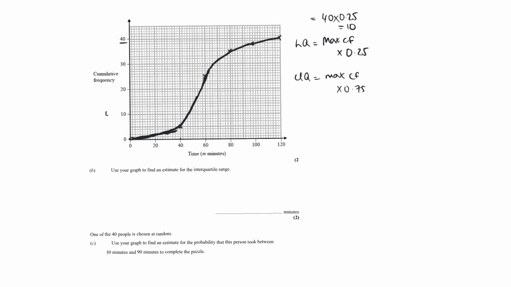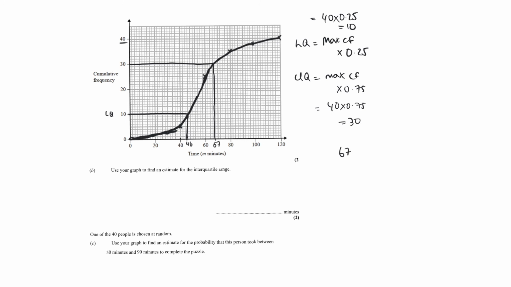Then you're going to go, so this would be where our lower quartile is. So then you're going to go across from 10 and down, and that is hitting at around 46. And so for your upper quartile, you're going to do 40 times 0.75, which is 30. Then you're going to go across from 30 and then down. That's hitting around 67.